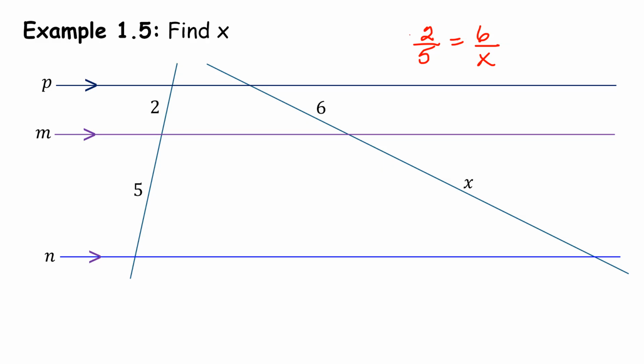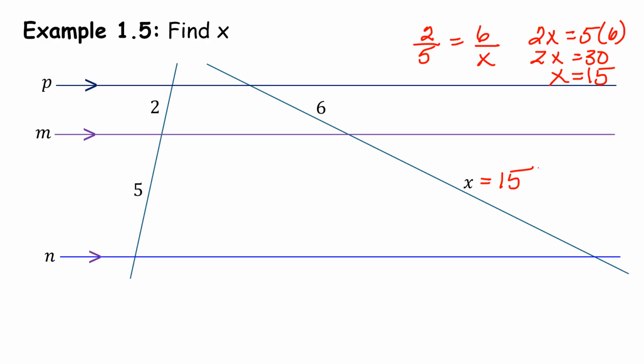All right, whenever you have a proportion, you know that the cross products are equal. So 2 times x is equal to 5 times 6. So 2x is equal to 30. So x is 15. Right?